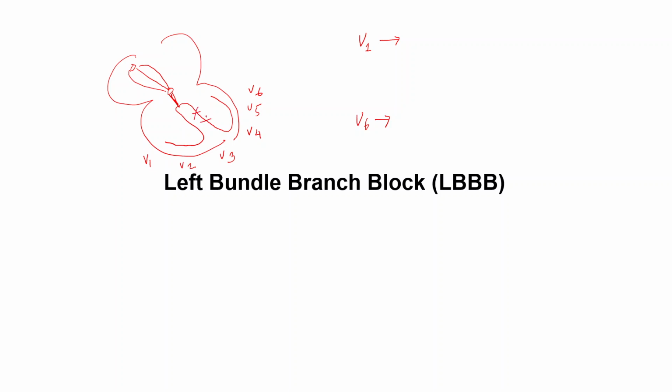the left bundle is not functioning. So the impulse will travel from the AV node into the bundle of His and then to the right bundle branch. If the impulse is coming to the right bundle branch, first of all there will be septal depolarization, and the septal depolarization will happen from right to left like this. Septal depolarization will happen first, from right to left.